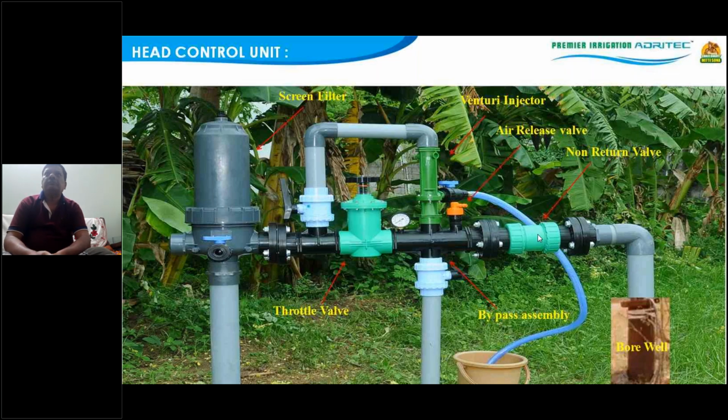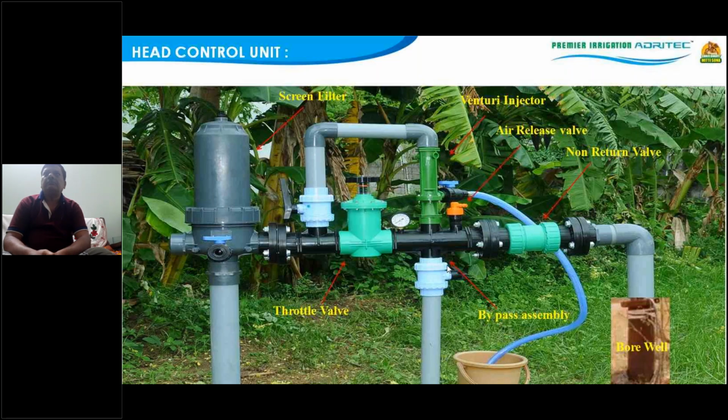After that you have what is called an air release valve. When the pump has not started, there is air in the pipeline. That air has to come out. For that air to come out, you need an outlet, and that is provided by this air release valve. Only after the air gets released will the water enter into the pipeline system.